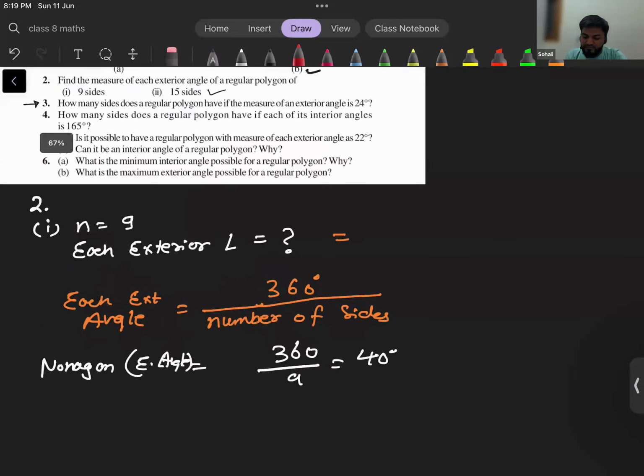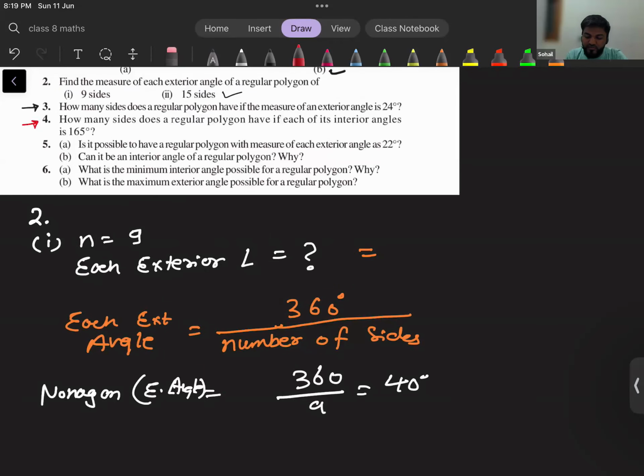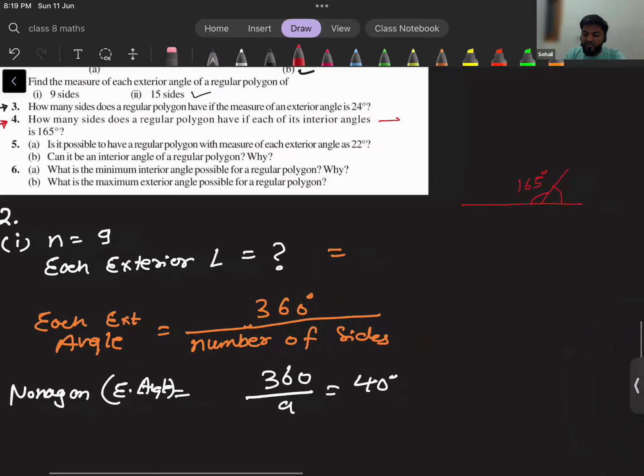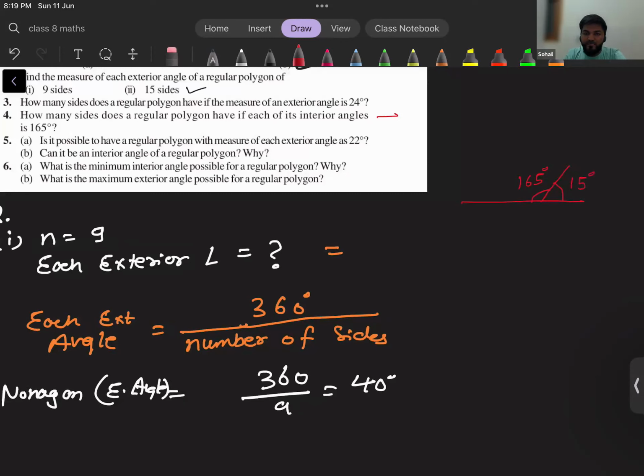Very good. Let's move to the next question. How many sides does a regular polygon have if each of its interior angles is 165 degrees? You are provided with the interior angle, 165 degrees. So the exterior angle of that polygon is going to be how much? 15 degrees, right guys? Adding these two, we get 180 degrees. So now we have the exterior angle. We will simply put this value in the formula and we will get the number of sides.